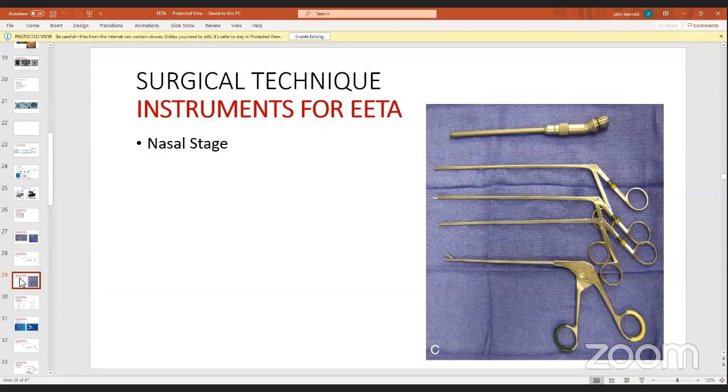It's not always necessary. Initially, when you start with the microscopic approach, we didn't use this drill. We just had a chisel and a mallet that we used. A chisel and a mallet was fine to open the rostrum. But now you can use a drill. It's much more efficient.